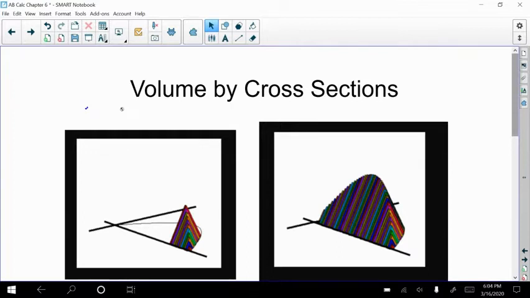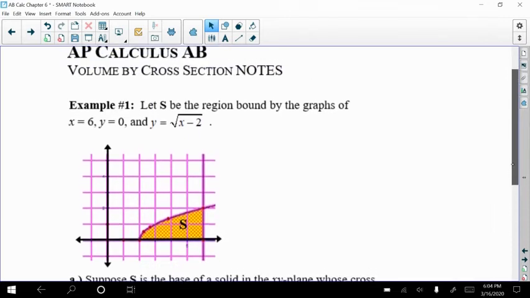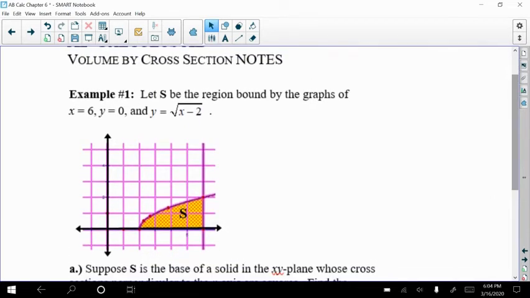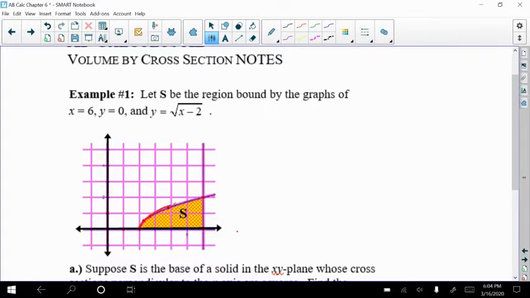So what I want to do now is start looking at a couple of examples. This is in our packet, so we can follow along. Okay, so they're going to give you a region. They call this region S, and it's going to give you some boundaries. It tells you what the curve is: y equals the square root of x minus 2. And it tells you that I want to be bounded by y equals 0, so that's our x-axis here, and x equals 6, which is our rightmost boundary there. So that's going to be the base.